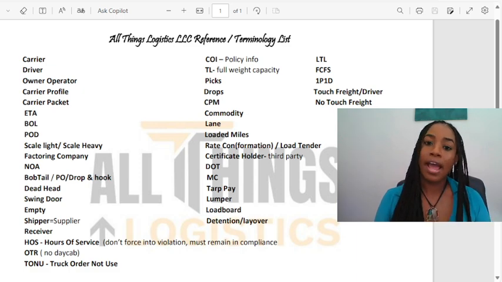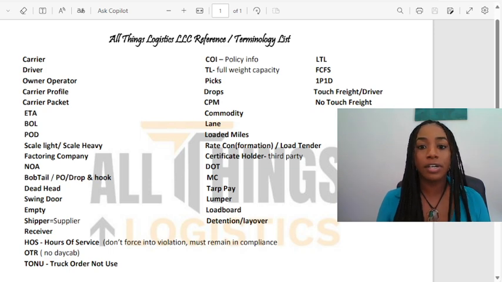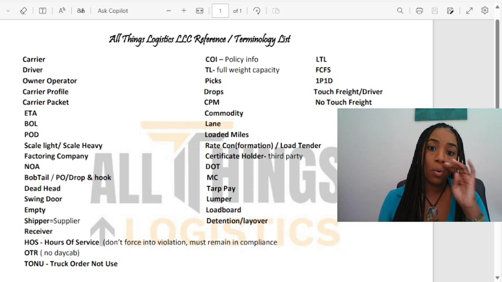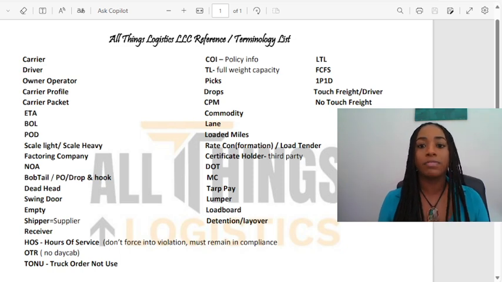Now, detention on average, like I said, the rate con is already going to say what that brokerage pays for detention. So it could say $25 an hour, $50 an hour, $75 an hour, $100 an hour, and so on and so forth. But after 8 hours, it turns into a layover. So they don't continue to pay hourly. Once it hits 8 hours, they give you a flat rate. So quite often it'll say, I'll give you $150 for that layover.